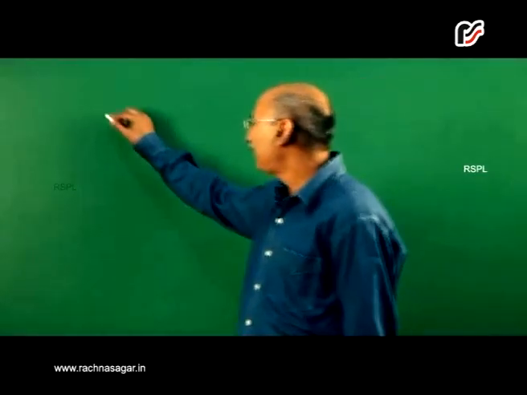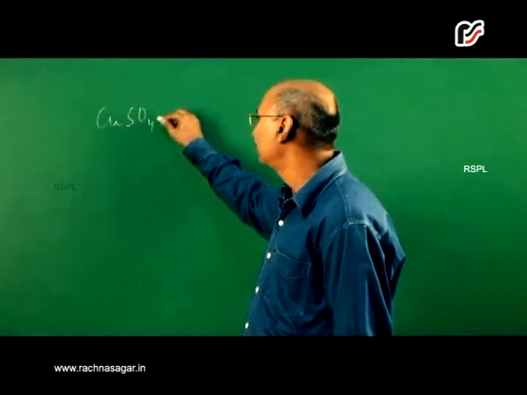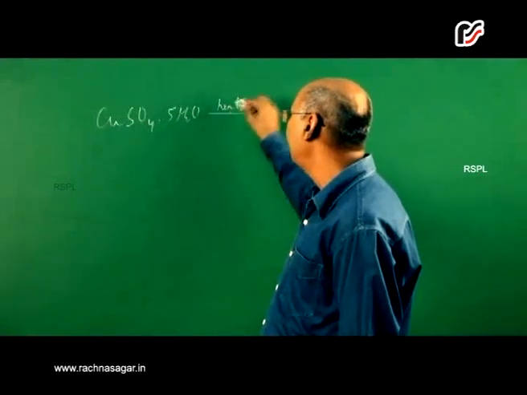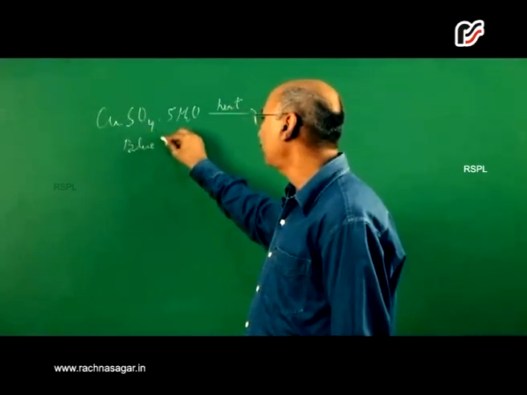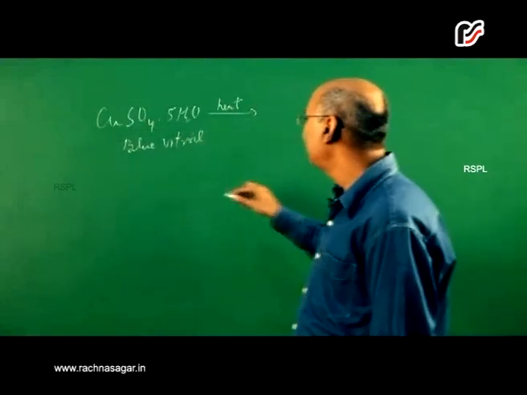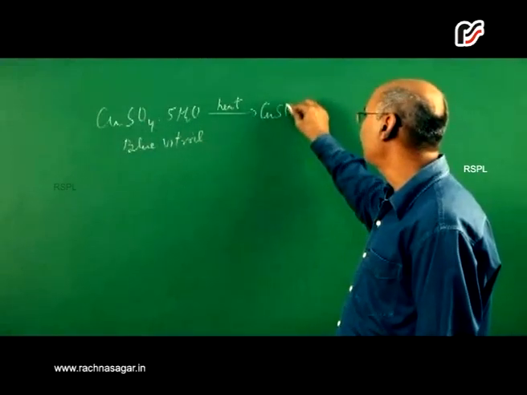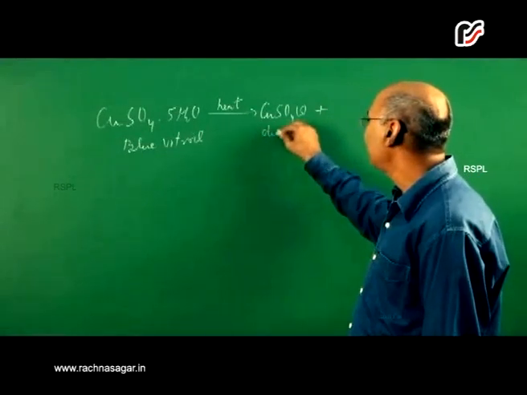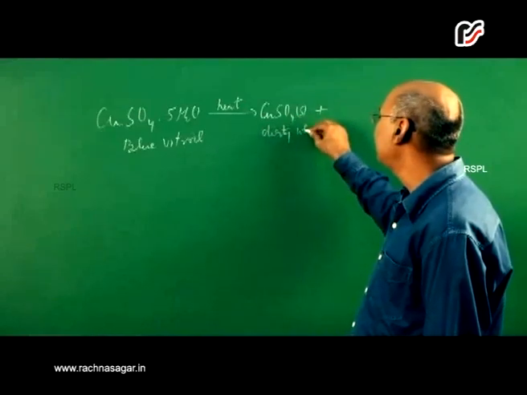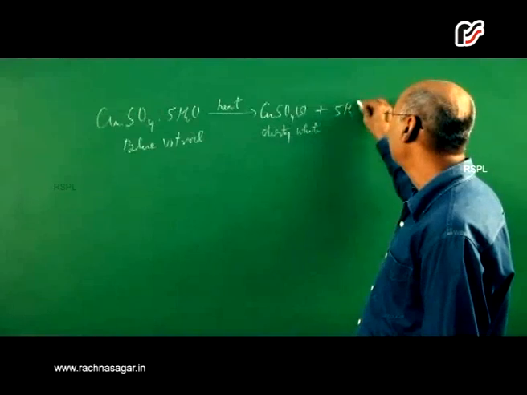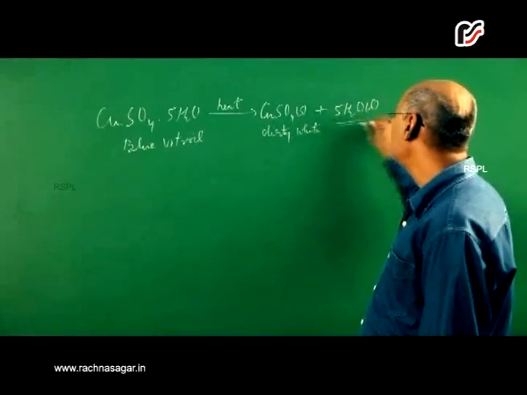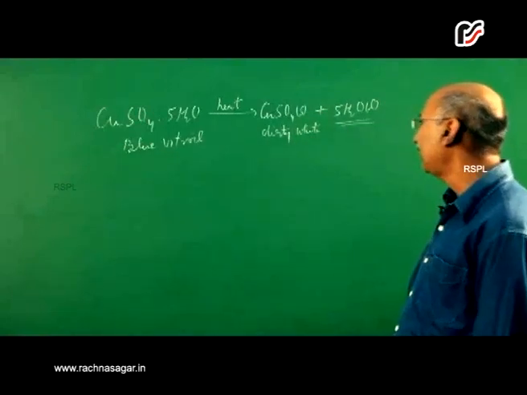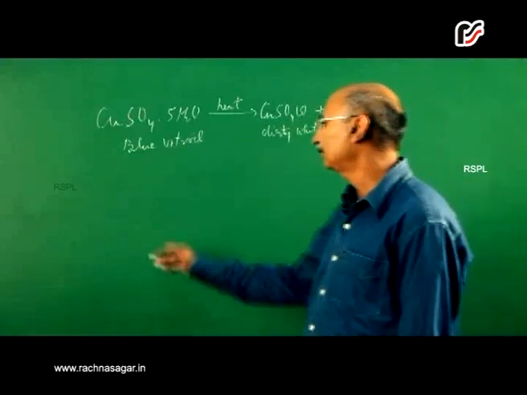Let's take up the effect of heat on hydrated salt. The first example of hydrated salt I have taken is copper sulfate into 5H2O. It is also called blue vitriol. When it is heated, it results in the formation of copper sulfate, which is also called anhydrous copper sulfate. The color of anhydrous copper sulfate is dirty white, plus 5 water molecules get separated.